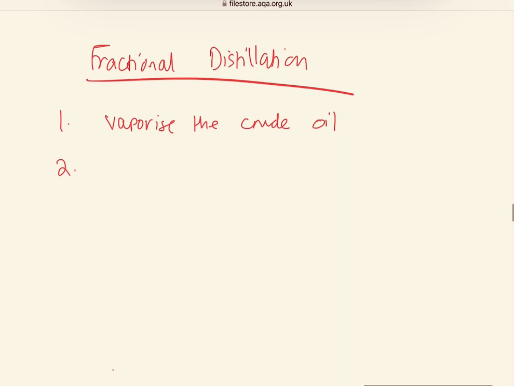Collect the vapor at different points. So the vapor will then condense, because the different chains of hydrocarbons condense at different points. Step 3: let the steam enter into the column. What is this column? The column is hot at the bottom and cold at the top.